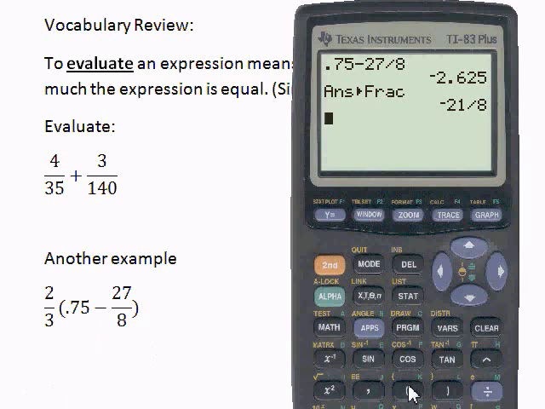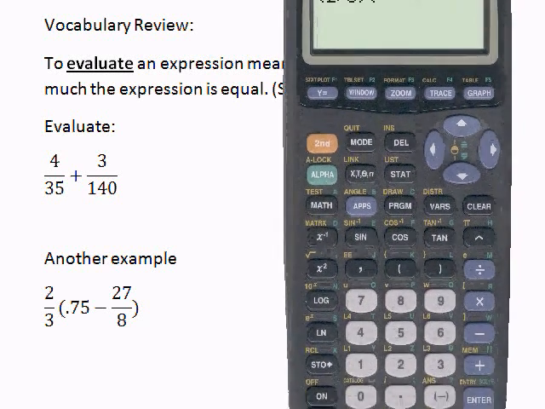Let me show you. I have 2/3, close my parentheses, times, I don't even have to press the times button. I can just put the two parentheses together, which means to multiply. Now notice the negative button. I want to show you that real quick.